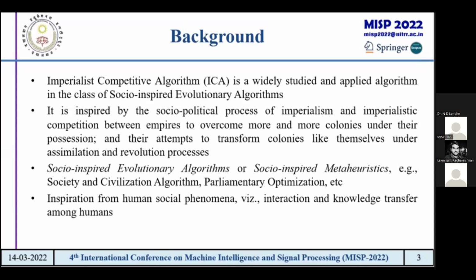Talking about socio-inspired evolutionary algorithms or socio-inspired meta-heuristics, these are algorithms inspired by human social phenomena like interaction or behavioral actions in humans. I would like to convey one more thing that Saurabh M. Pawar just presented. Jaya and Rao or TLBO algorithms are part of socio-inspired algorithms because, in some way, they mimic the behavior seen in humans rather than animals, insects or fishes.